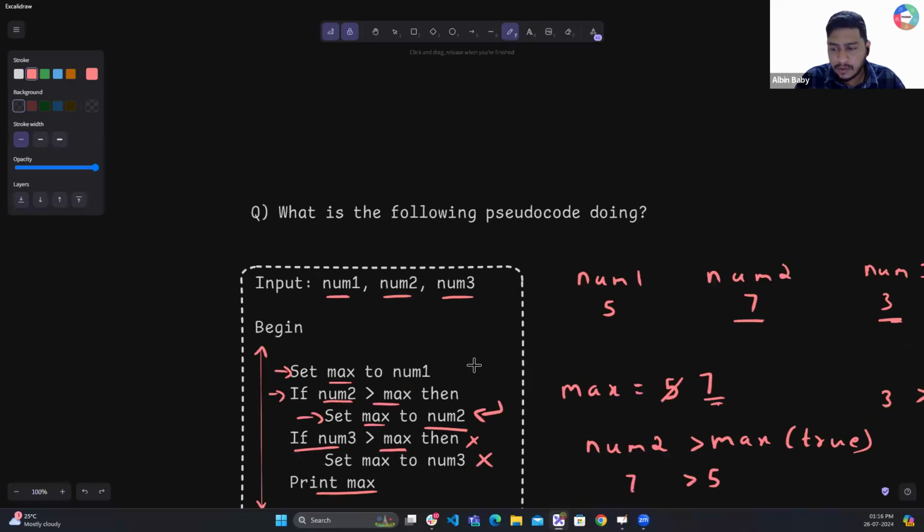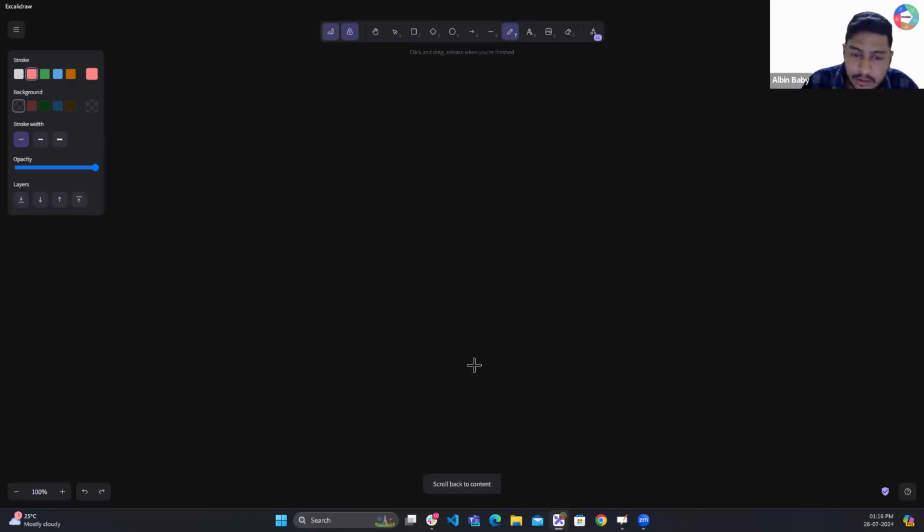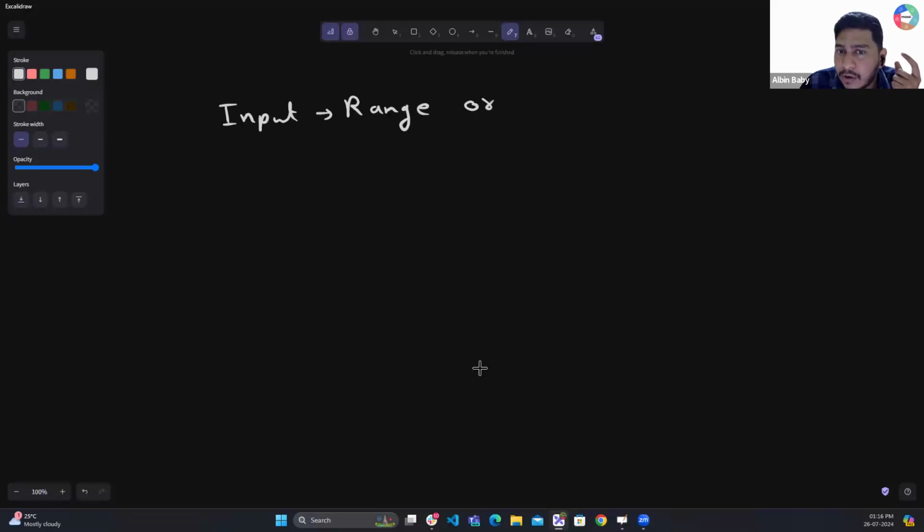Constraints come into the picture when you need to see if your algorithm is optimized or not. You can understand how the input is provided, what input has been given, and what the range or size of the input is. For that, constraints help. Got it? Got a basic idea.